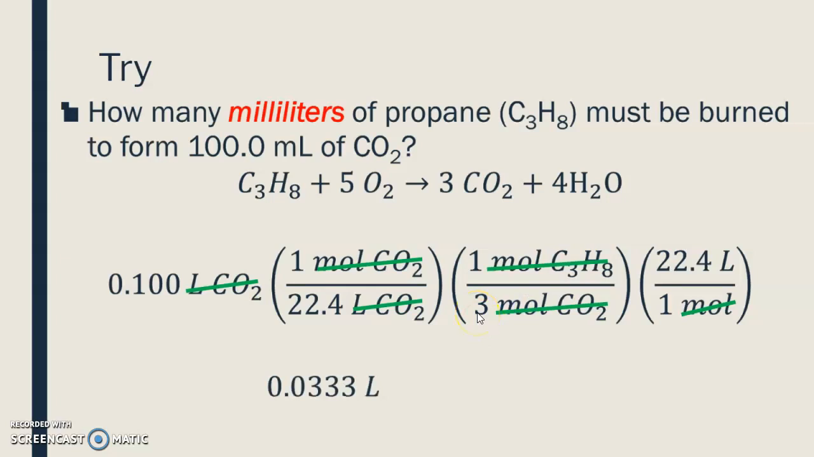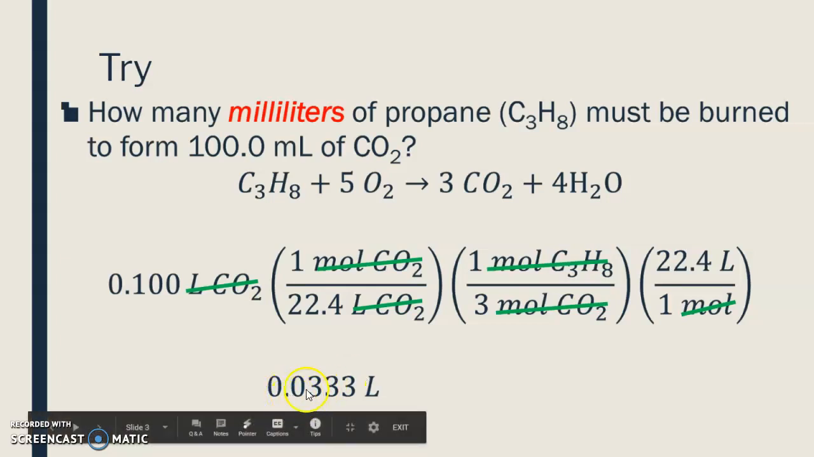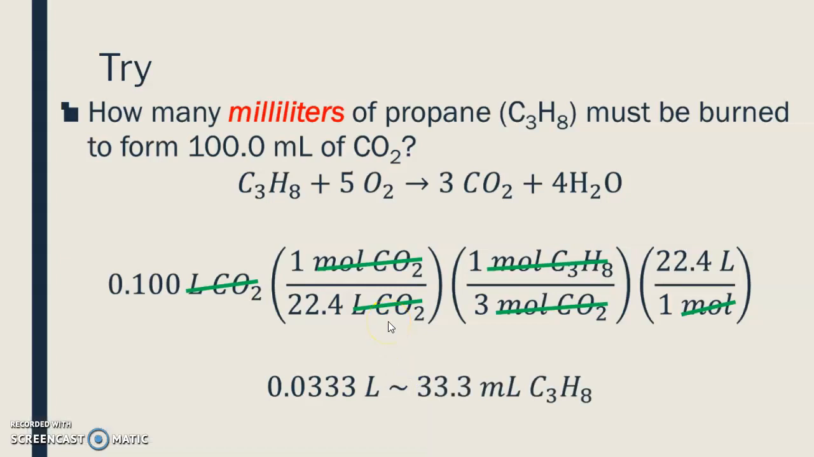Now, under normal circumstances, many of you guys would just say, okay, great, I have the answer, I'm done. Notice what I'm asking, how many milliliters? So then I have to take this number and convert it back to milliliters. And when I do that, I just move my decimal 1, 2, 3 places. So my final answer would be 33.3 milliliters for the propane.